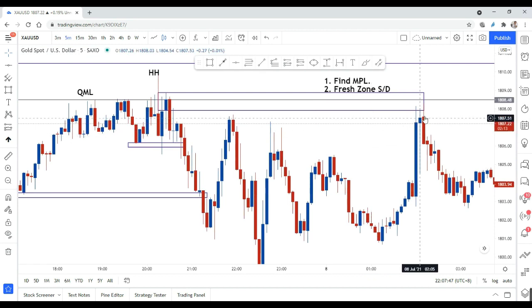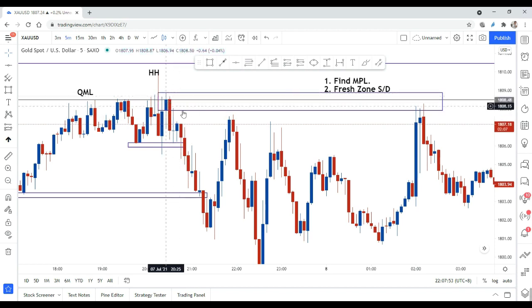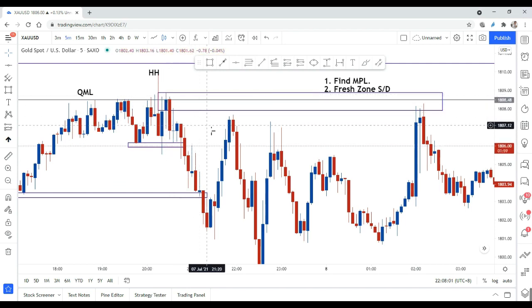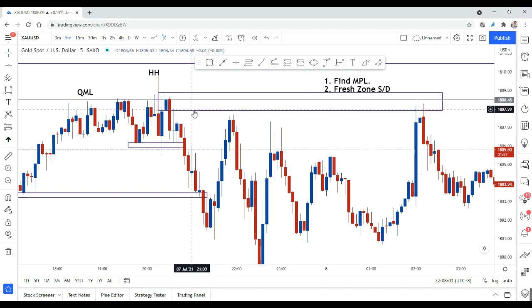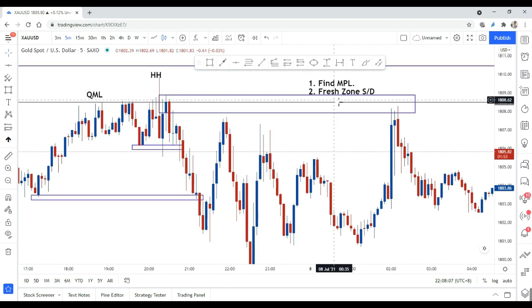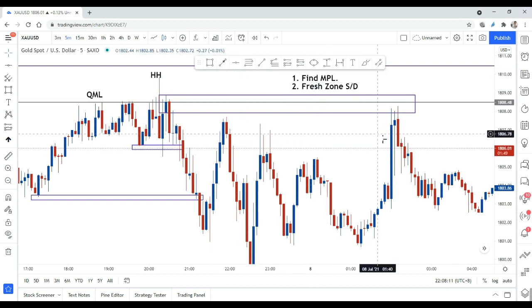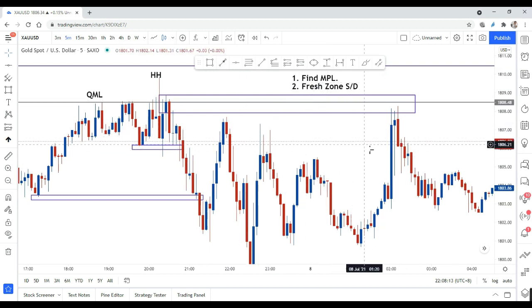A lot of you do ask me if I take a zone that has been tested before. It depends on you. From my experience, it will be higher risk because the zone is not that fresh. But in this case, yes, it reacted. So what I'm showing you is a once in a blue moon thing, or things might happen. This is the odd percentage.